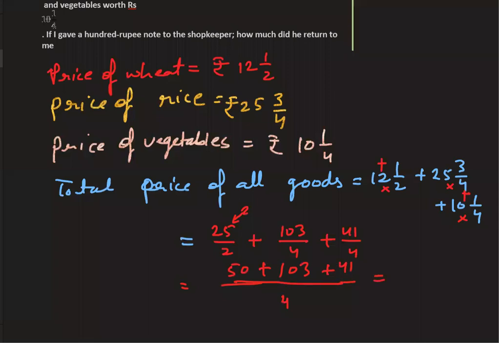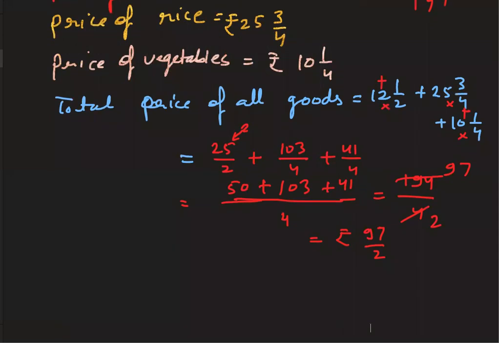Now add all the three numbers, 50, 103, and 41. So 194/4. Now reduce by 2. 2 2s are 4 and 2 9s are 18, 2 sevens are 97. So rupees 97 upon 2. This is not the answer. This is the total price of all three commodities.